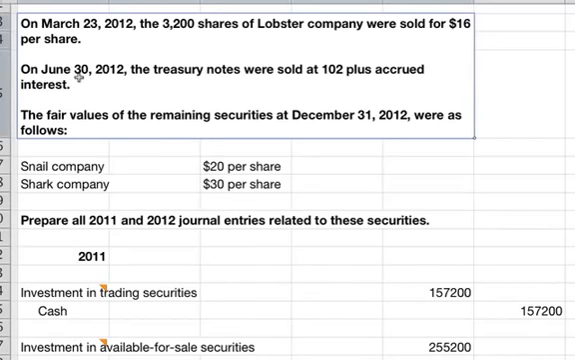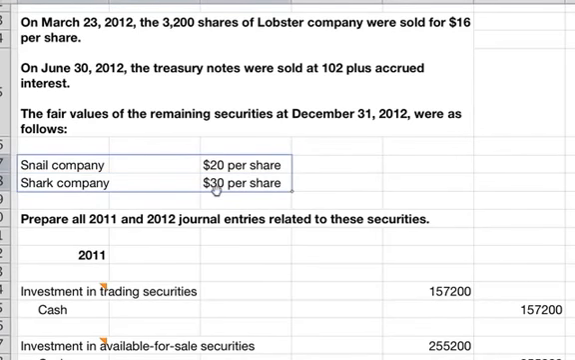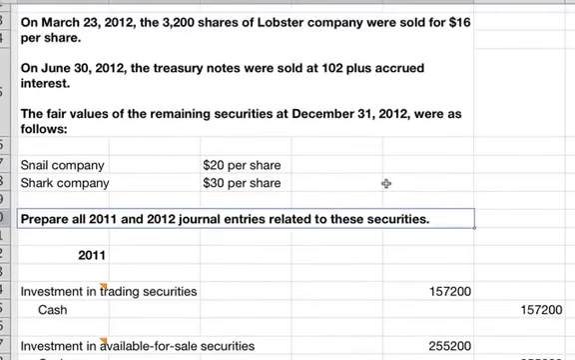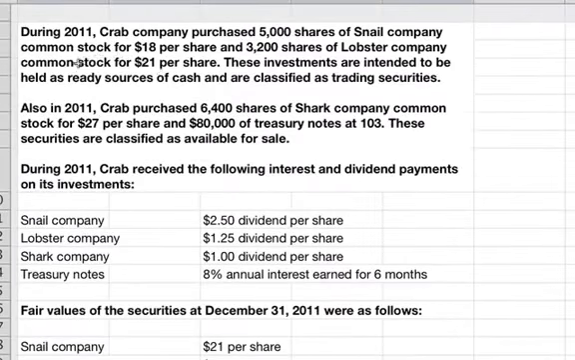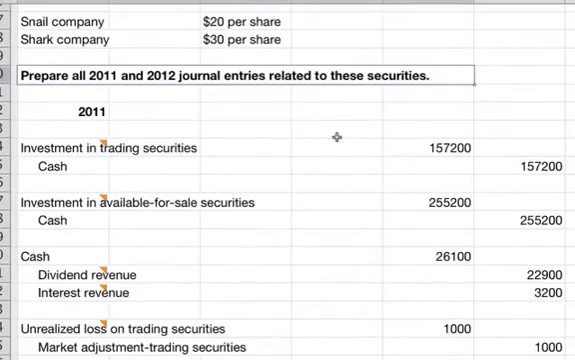On March 23rd, 2012, 3,200 shares of Lobster Company were sold for $16 per share. On June 30th, 2012, the Treasury notes were sold at 102 plus accrued interest. And then these are the fair values of the remaining securities at December 31st, 2012. So what we're going to do is prepare all the journal entries for 2011 and 2012. So the first thing that happened is these purchases right here. So that's the first thing we're going to go to.